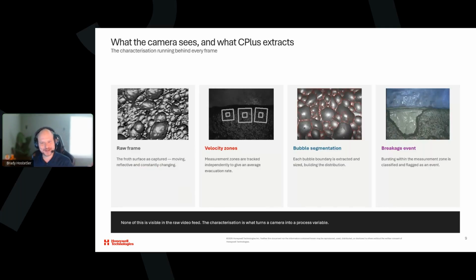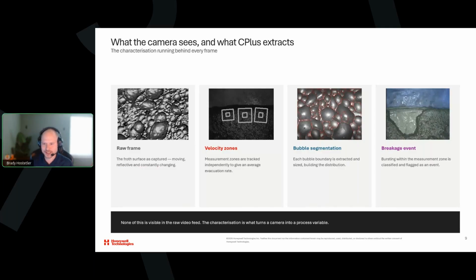Okay, so everything to the right is what the model pulls out of those frames. So a couple examples: velocity zones. They're tracked independently. You can see the squares across the cell. They give you exit speed of the froth layer. So you don't want to go too fast on the velocity because the bubbles won't have time to catch those valuable minerals. And then you don't want to go too slow, or those minerals will drop out of the froth layer and sink back down. So it's a very delicate balance, sometimes what we call flotation magic. And now we're turning that magic into reality by viewing these zones.